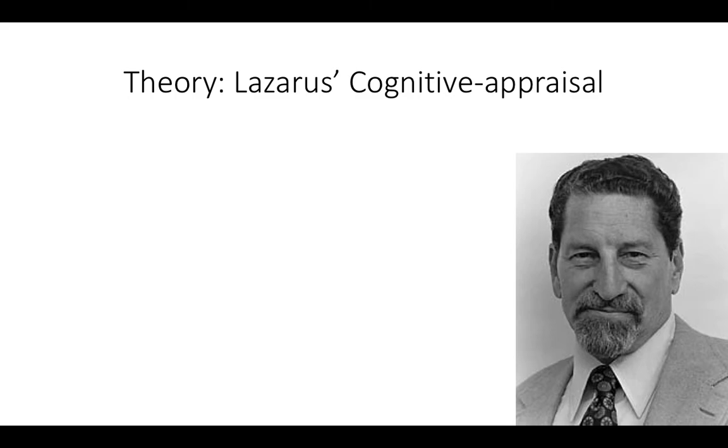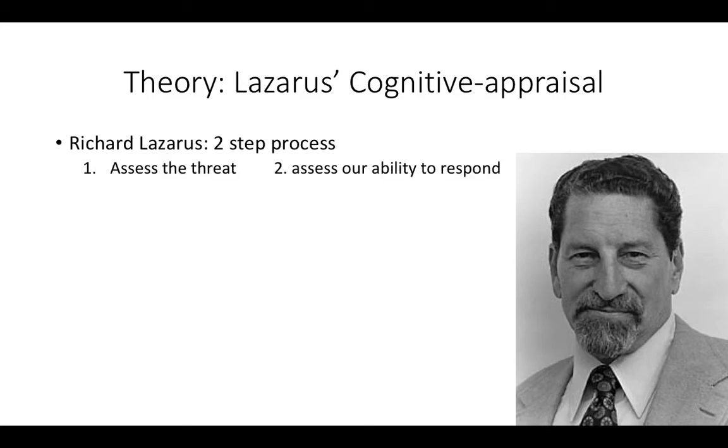Kind of on the border between cognitive response and the next topic of coping is Richard Lazarus's theory of cognitive appraisal. We already saw him in the emotion theory, one of the theories of emotion, saying that there's a cognitive element that we take in. You should go back and review those, because I think those are tricky, but for now we're just going to focus on Lazarus's theory about stress. He said it's a two-step process. The first cognitive thing we do, our primary thing, is we assess the threat, and then secondarily we assess our ability to respond.